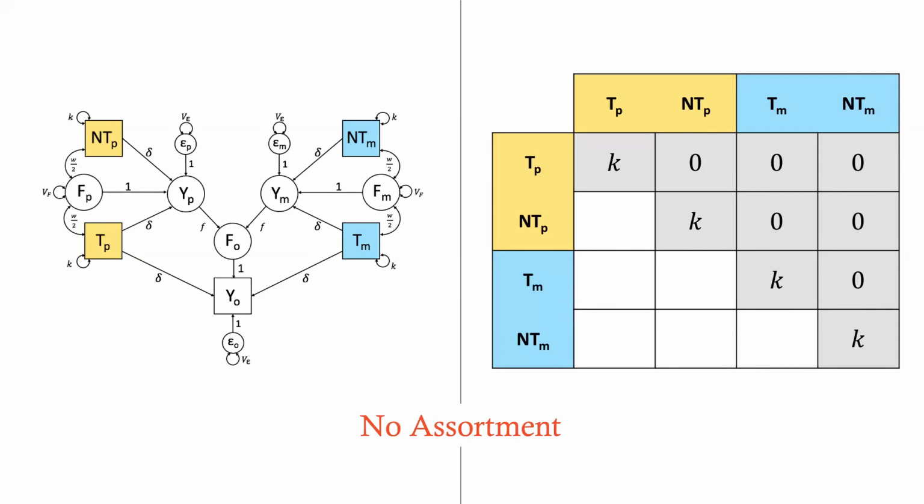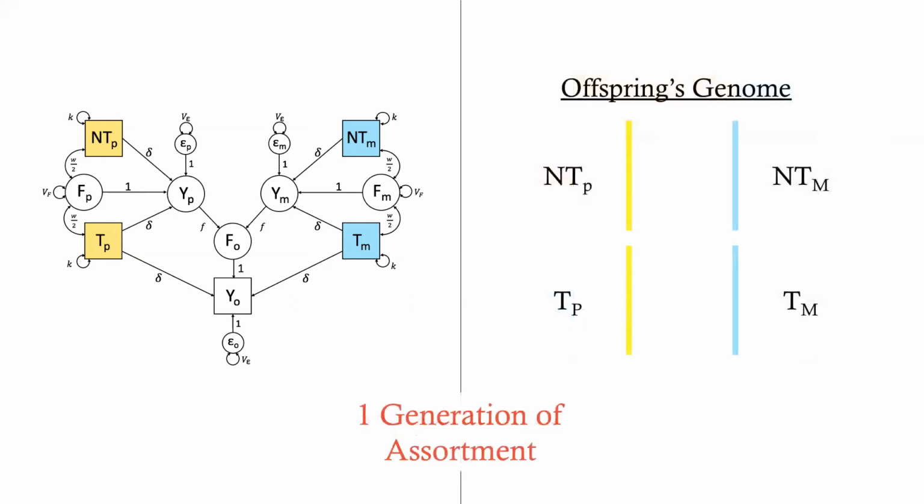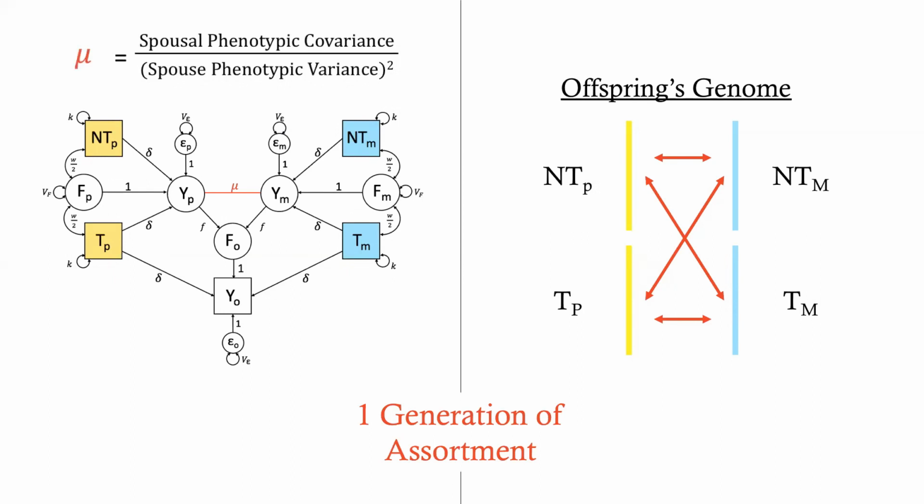So that said, even if the individual's parents are assorting, as in one generation of assortment, then these parental haplotypes will start to covary with one another. So for example, the father's height increasing alleles might correlate with the mother's height increasing alleles and vice versa. And to account for that in our model, we just need to add this copath here. Copaths are a construct used in structural equation modeling, specifically for estimating assortment. And the copath in our model has a coefficient of mu, which is equal to the spousal phenotypic covariance divided by the squared spousal phenotypic variance.